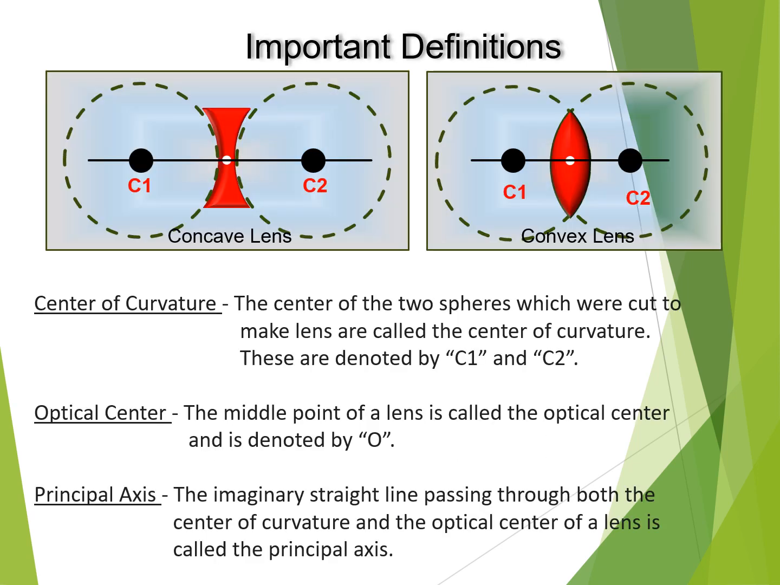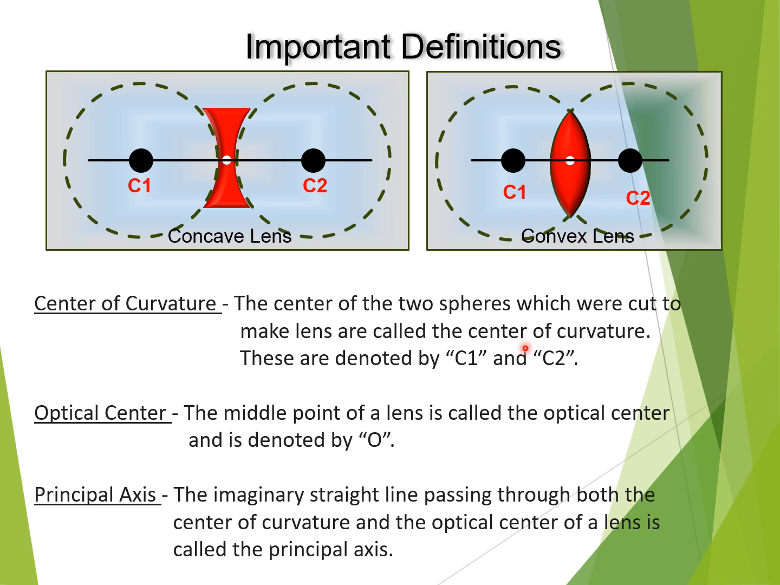Now, a few important definitions. One, of course, the center of curvature. As we studied just now, the centers of the two spheres which were cut to make the lens are called the center of curvature. So here, this was a glass slab. We cut two spheres here with a gap, and the center of each sphere is the center of curvature, C1 and C2. Similarly, for the convex lens, we cut two spheres in this glass slab which are intersecting, and the center of each sphere is the center of curvature of the convex lens.